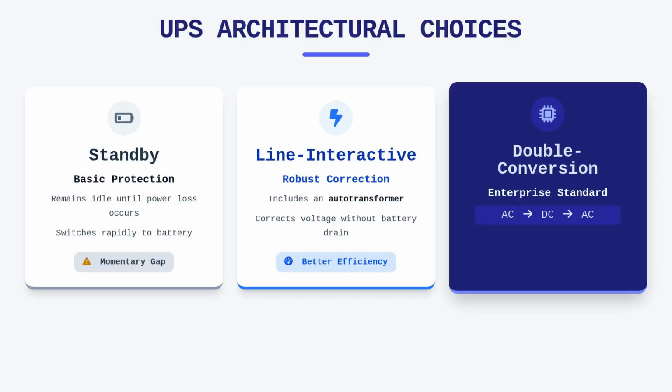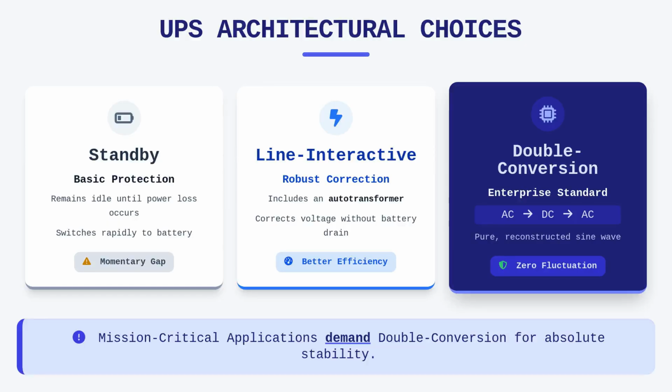This constant regeneration ensures that sensitive server components receive a perfectly clean, reconstructed sine wave regardless of the condition of the utility power. Double conversion units are the only choice for mission-critical applications where even a millisecond of fluctuation is unacceptable.